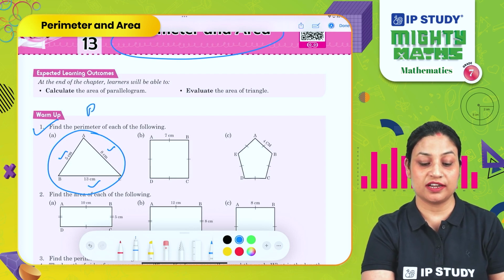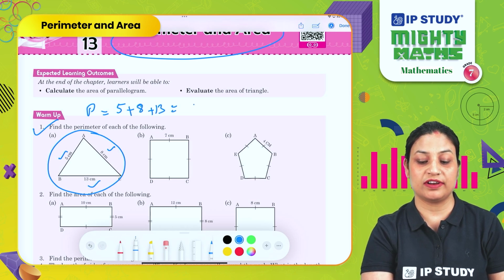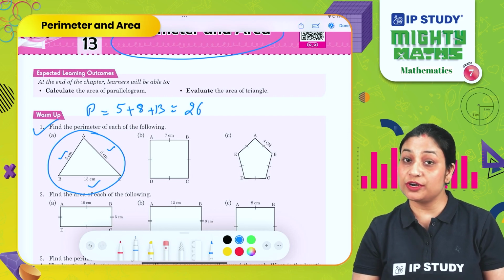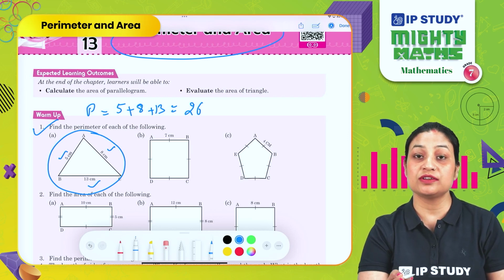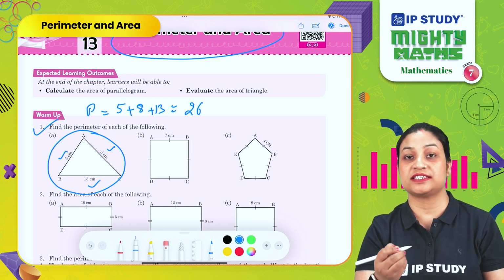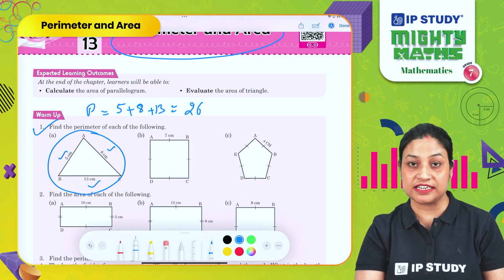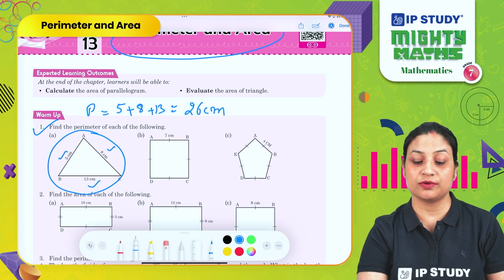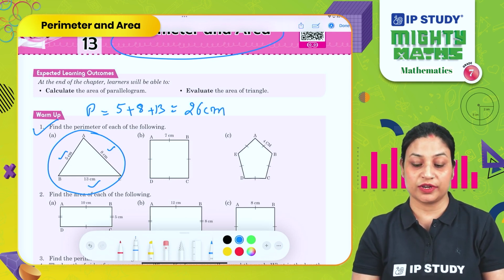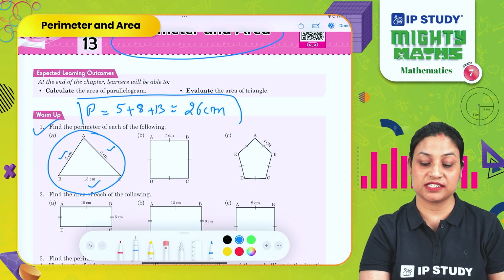So for this triangle, we will have 5 plus 8 plus 13. So what will I get? I will get 26 as my answer. What is the unit of perimeter? It is because we are adding all the sides, and for sides we are using the unit meter, centimeter. Here, it is given centimeter. So what is the unit of this perimeter? It is 26 centimeter. Okay. So I hope this example is clear to you.